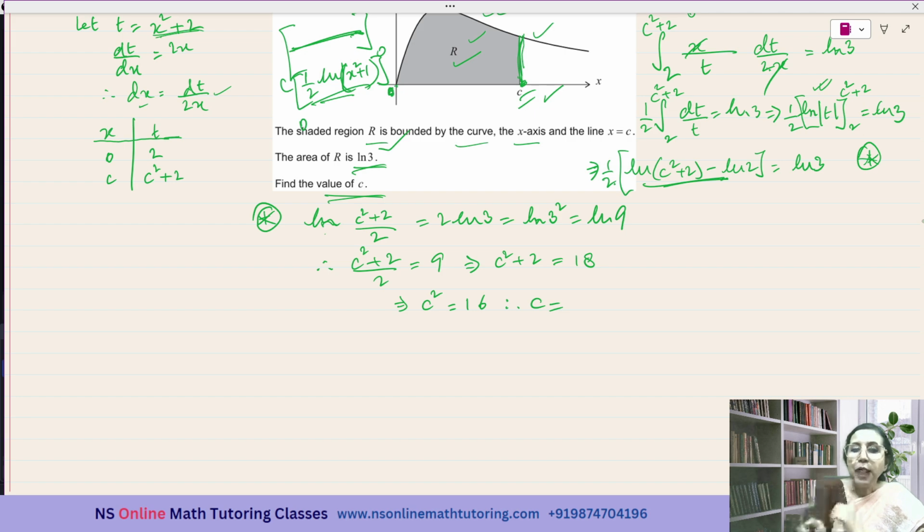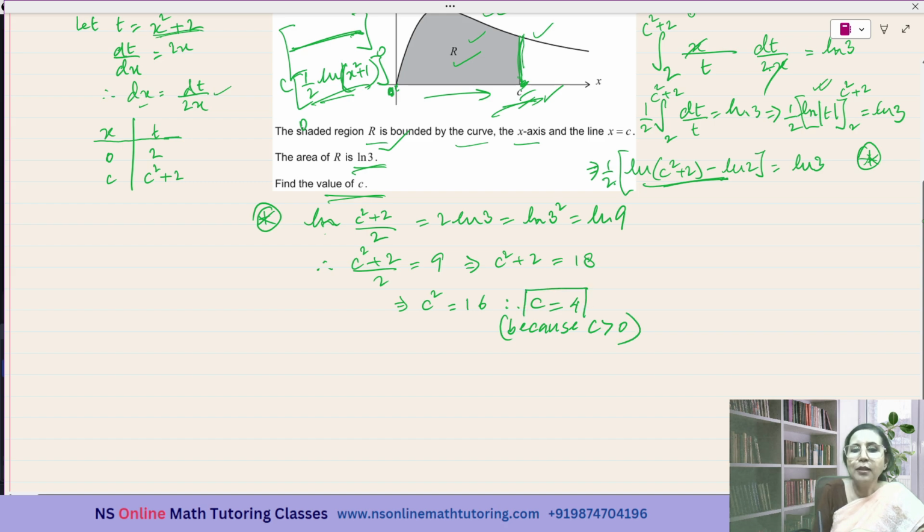Okay. But we have to take the positive value of c because we are seeing c is on the positive side of the x-axis. This is 0, so these are all positive values of x because c is greater than 0. Okay. So therefore, the value of c will be equal to 4.